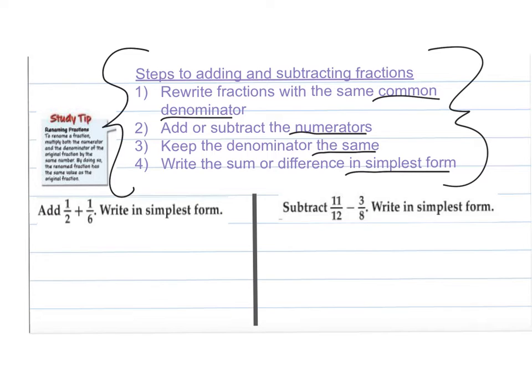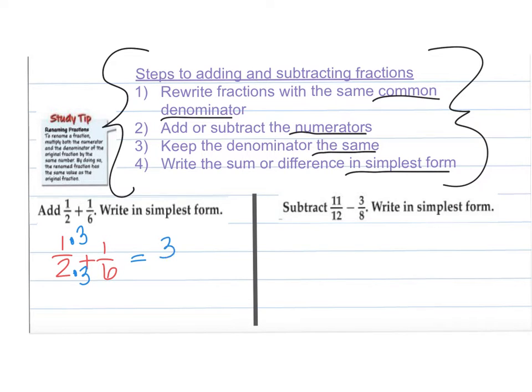So we have 1/2 plus 1/6. I'm going to rewrite it right here. 1/2 plus 1/6. So the first step is rewrite the fractions with the same common denominator. So that means that I have to find a number that 2 and 6 can both go into. Well, 2 can go into 6, so really we only need to change 1/2 to 6. So I know 2 times 3 is 6. So whatever I do to the denominator, I have to do to the numerator. So I'm multiplying my numerator and denominator both by 3 so that I can get 6 on the bottom.